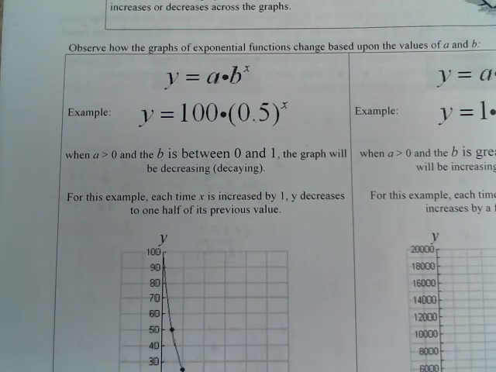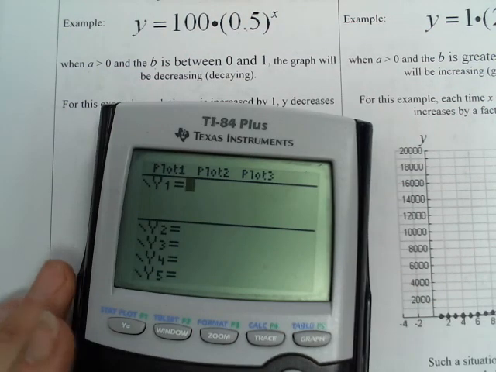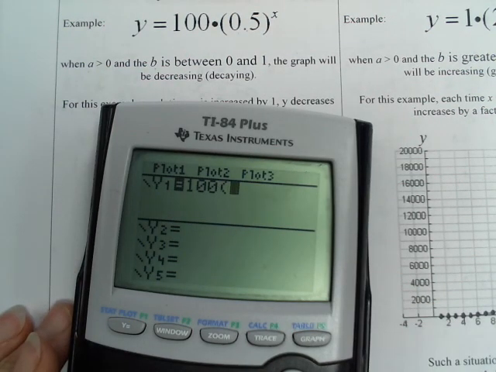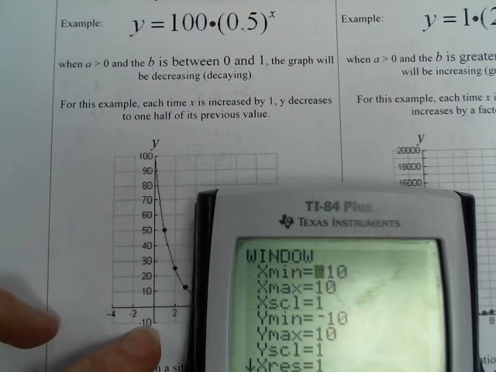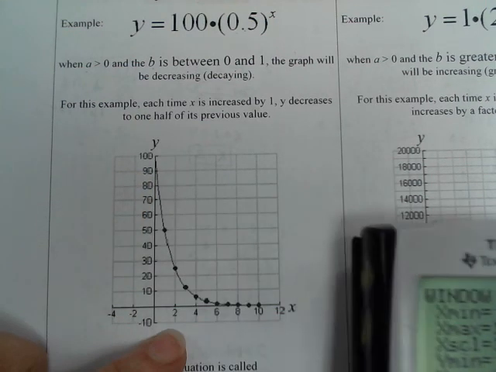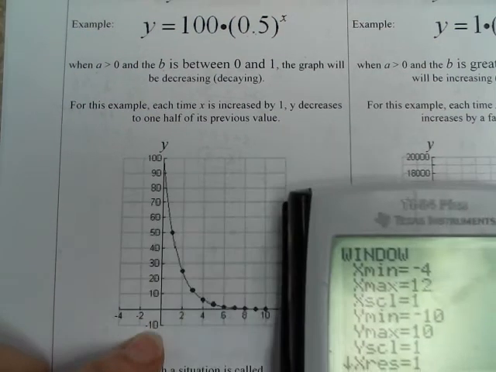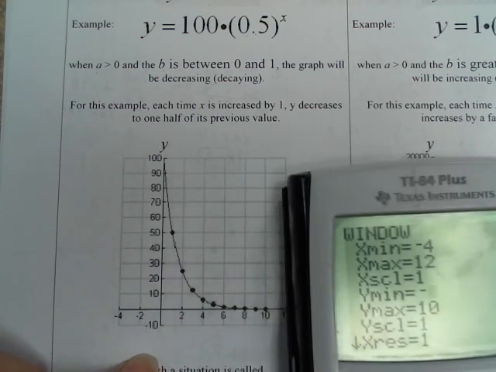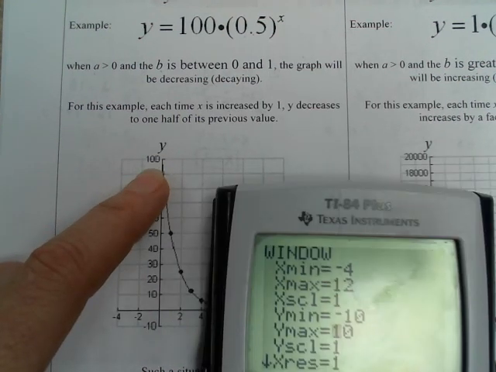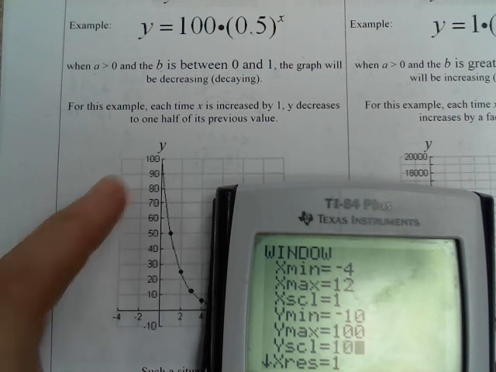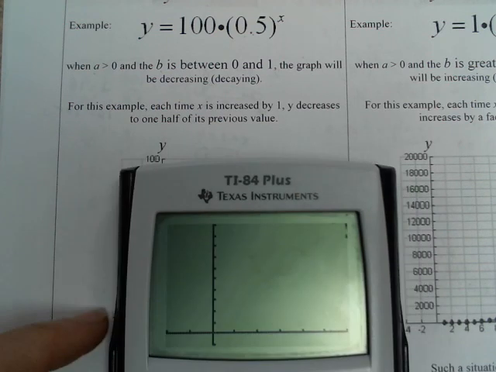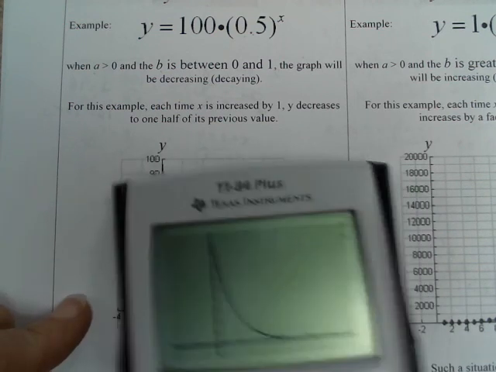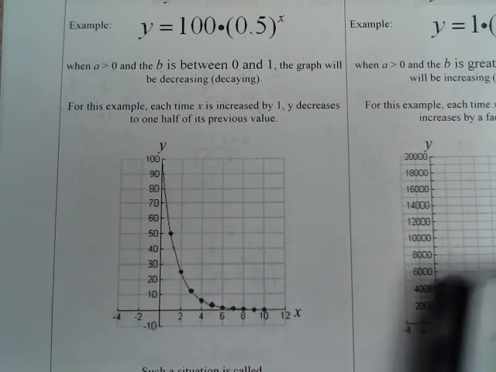And if we wanted to take a look in our graphing calculator at 100 times 0.5 to the power of x, and we want to change our window to what we see here, you press window, and the x min is -4, the x max is 12, the y min is -10, and it goes up to y max of 100. The scale on the y-axis, we're counting by tens. The scale on the x-axis, we're counting by 2. So if we took a look at this graph on our graphing calculator, it would match this graph with some specific points along the way.